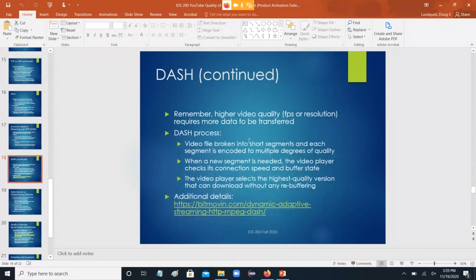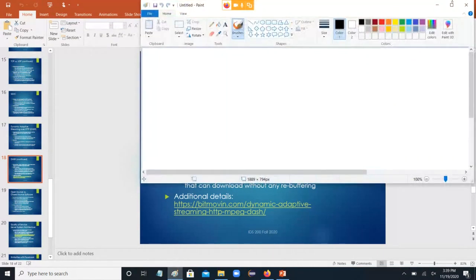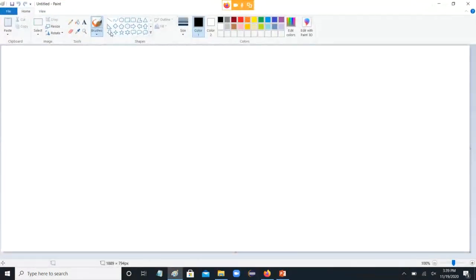So what's the mechanism for how it works? Well, the core thing to keep in mind is that higher video quality, whether it's in terms of more frames per second or higher resolution, requires more data to be transferred. So for the essential process of Dash, let's put it in Paint. We'll come back to the slides, but we'll put it in Paint because it's easy to understand.